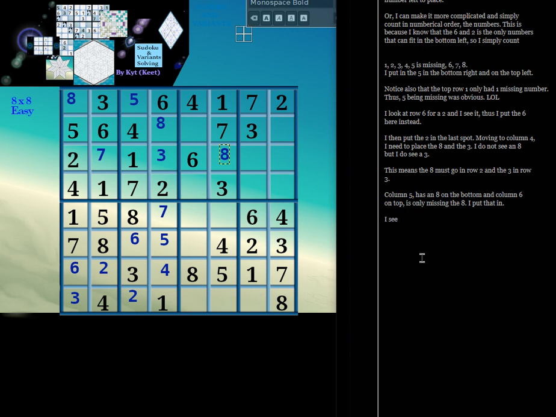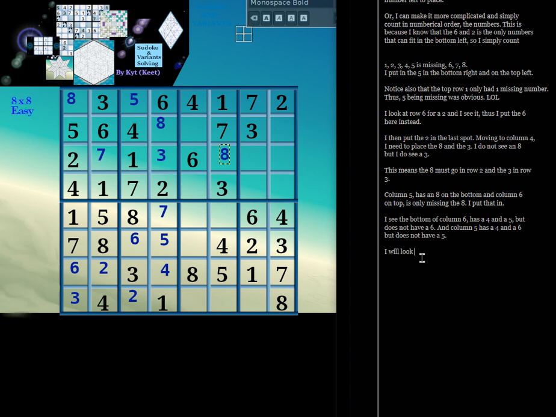Now I see the bottom of column 6 has a 4 and a 5, but does not have a 6. And column 5 has a 4 and a 6, but does not have a 5.